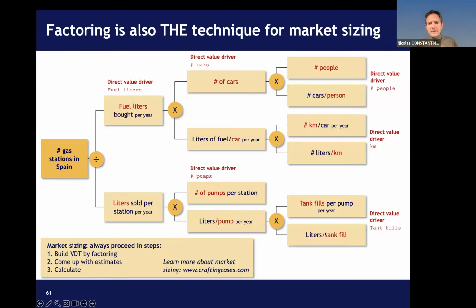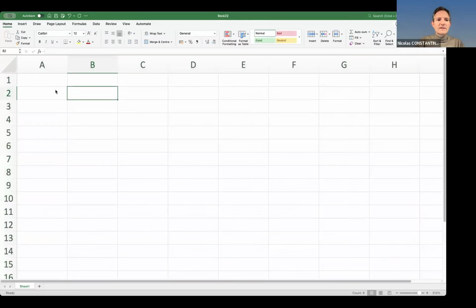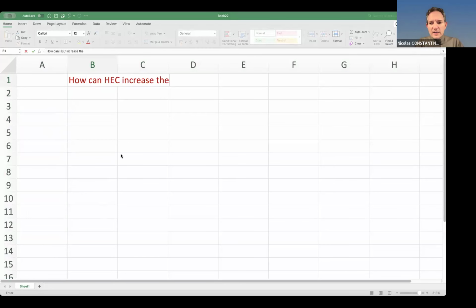Okay. Let's spend 5 minutes on the following question before we move on to the options questions. Hold on. Let me just erase all of this. All right, so the question is this: how can HEC increase revenues from alumni donations?